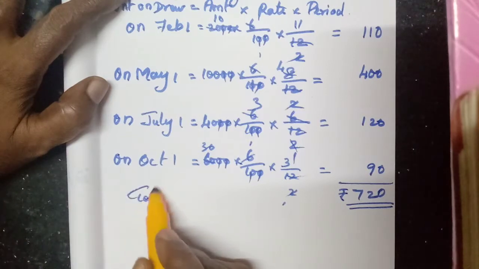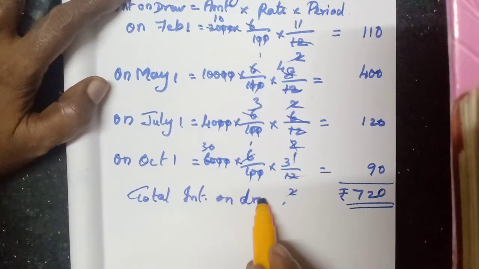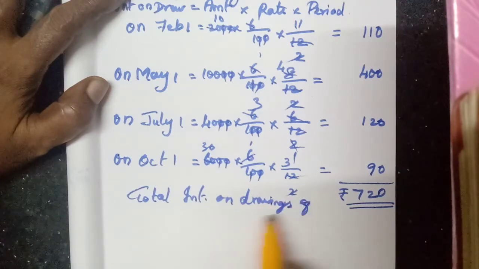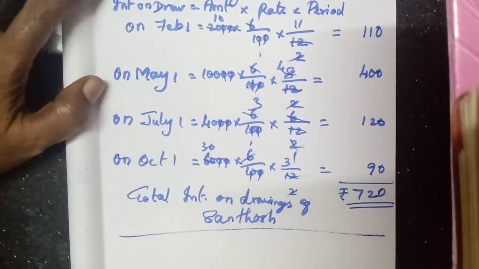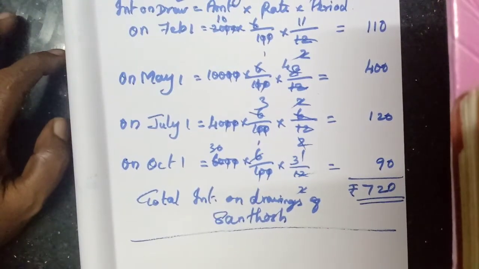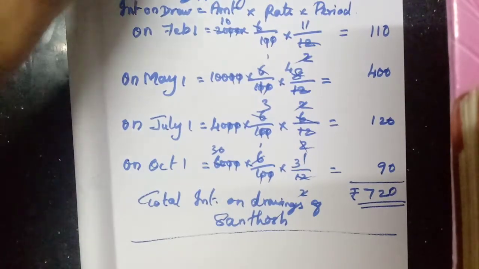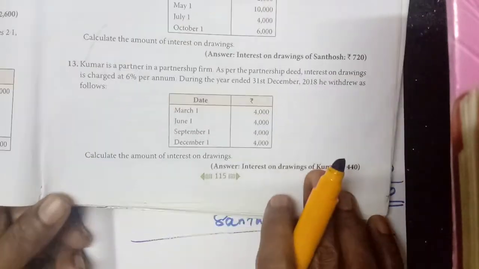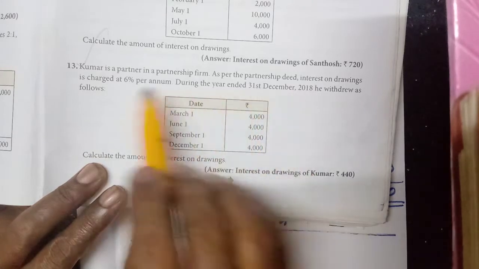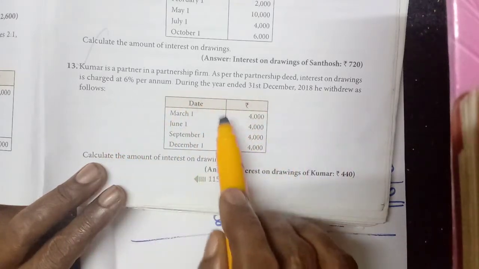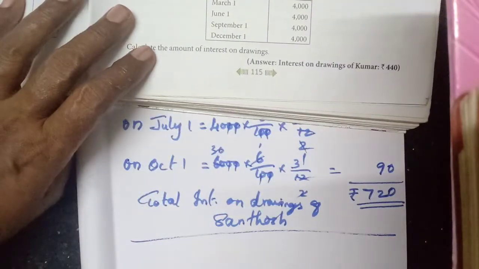Okay, total interest on drawings of Santosh. Okay, we can write like this. Very simple method. Then 13th one. See, here, this one also same method. Here rate 6, different date. Calculate the amount of drawings. Okay, same thing only.